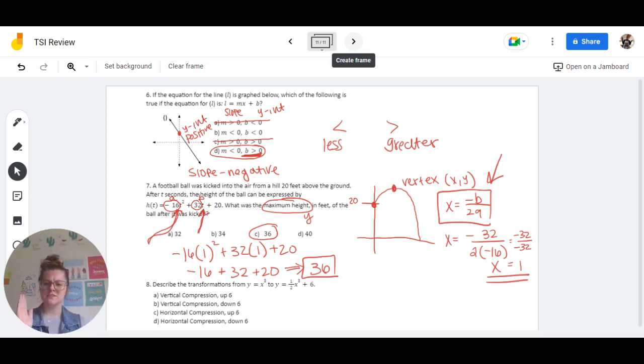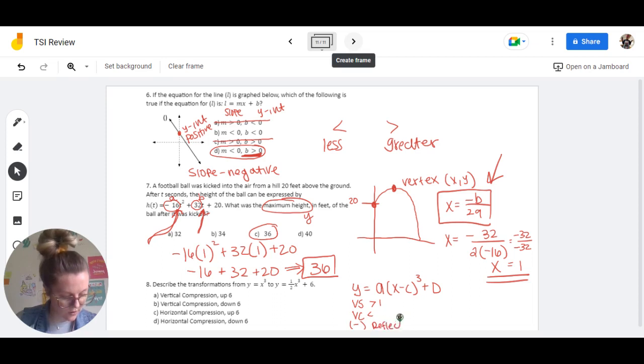Okay, last, they're asking about transformation. So how do we go from x cubed to 1/2 x cubed plus 6? So I'm going to write this here. So remember our transformations. We had an a value, we had a c value, and we had a d value. The a value is always in front of your parentheses, and there was 3 different options. We can have a vertical stretch if the value was greater than 1. We can have a vertical compression if we had a fraction or less than 1. And if it was negative, we are going to reflect it over our x-axis.